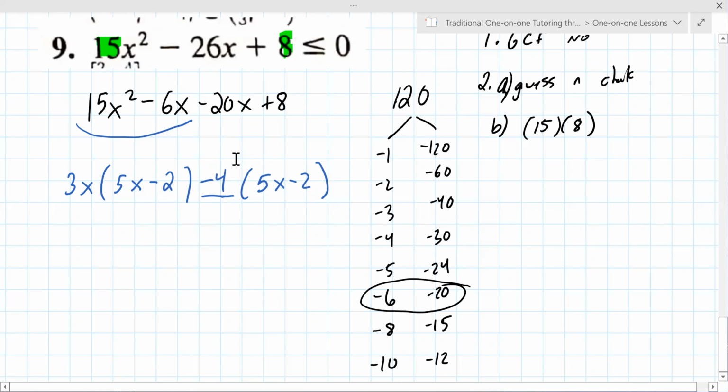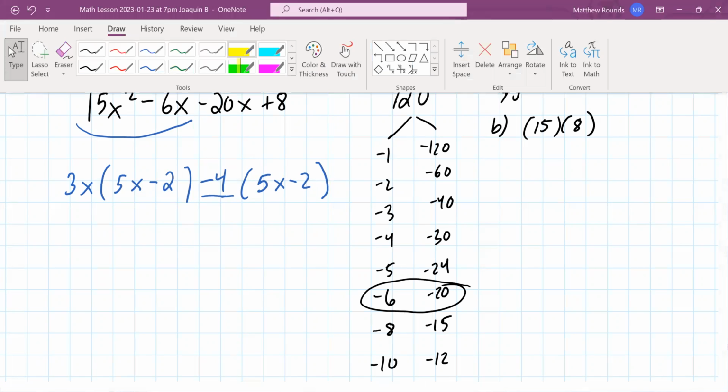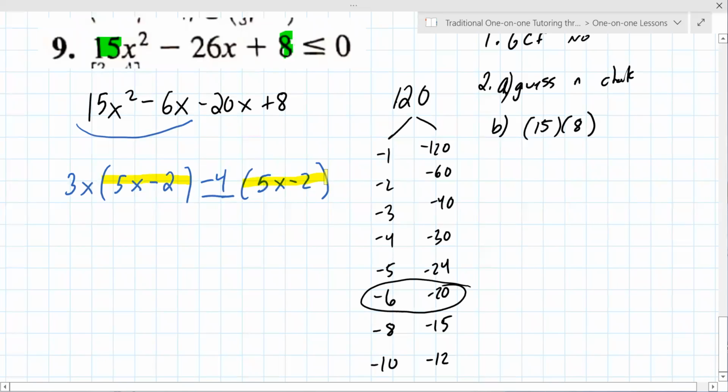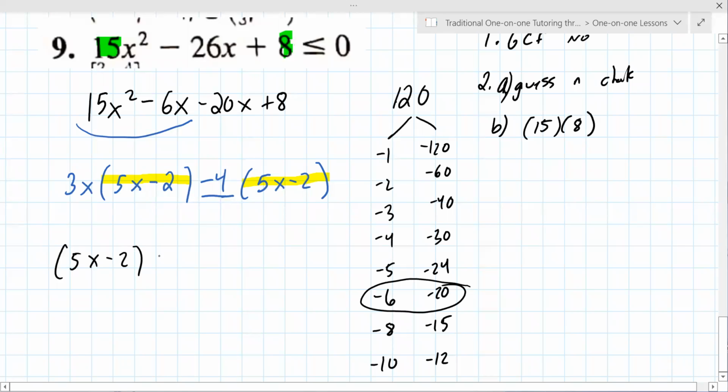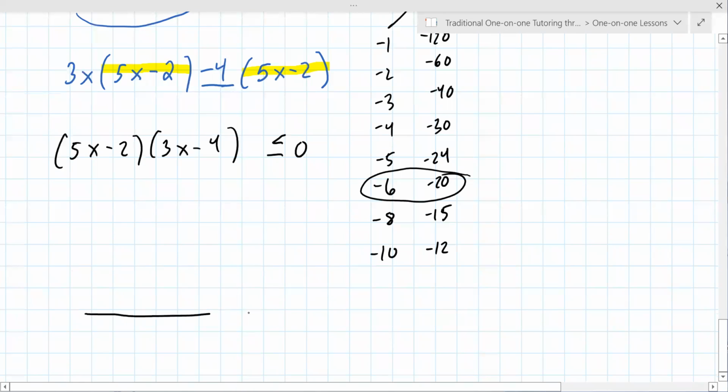If it doesn't work, maybe you made a mistake over here, maybe you made a mistake up here. It's rare when these aren't factorable if they're giving them to you on a test. And that's the whole point. It is factor by grouping, but I call it double factoring because you end up factoring at least twice. Those come out and it's 5x minus 2, 3x minus 4. It's still less than or equal to 0. So now you got to give me those 2 points that go on the number line here. Give me 1 second. Sure.